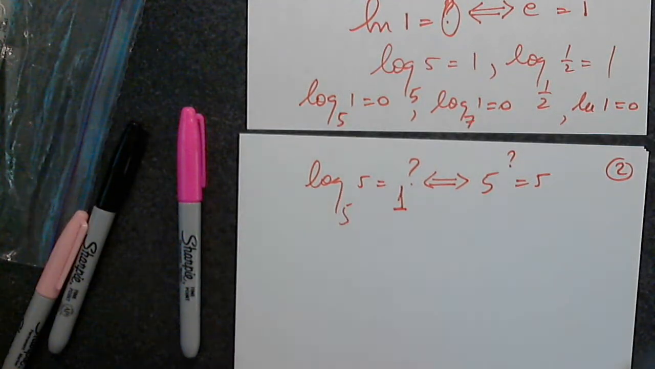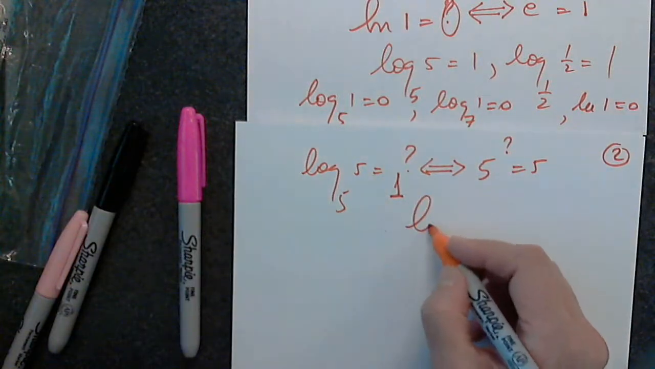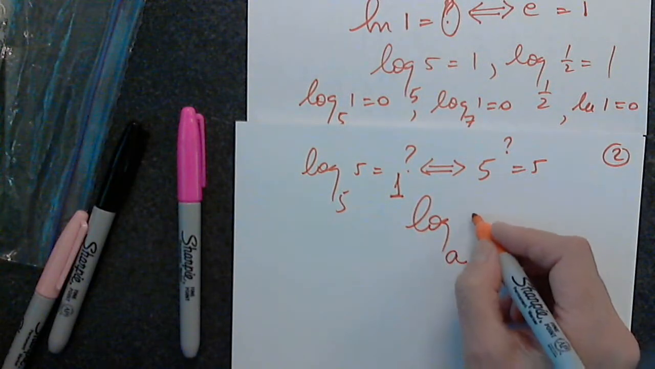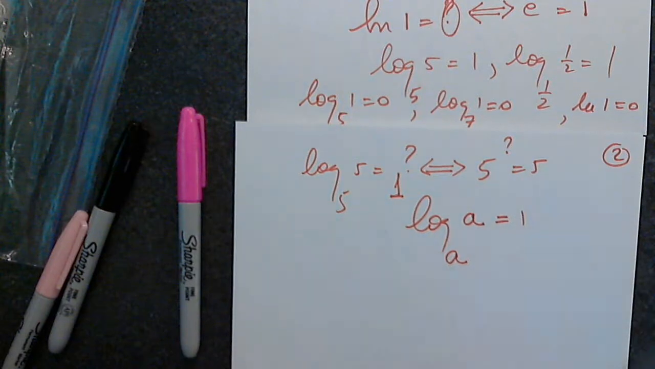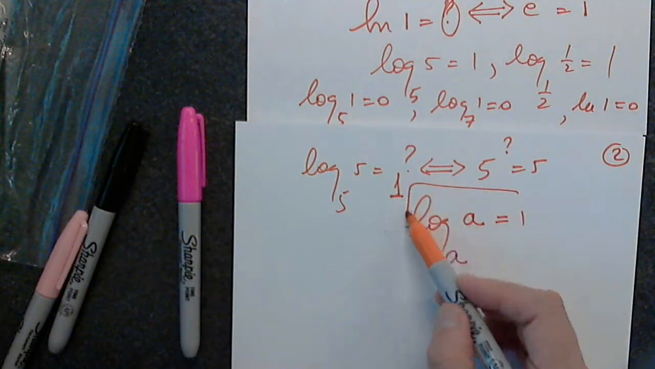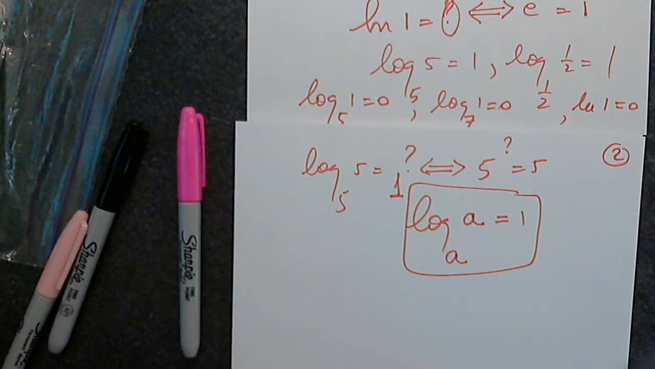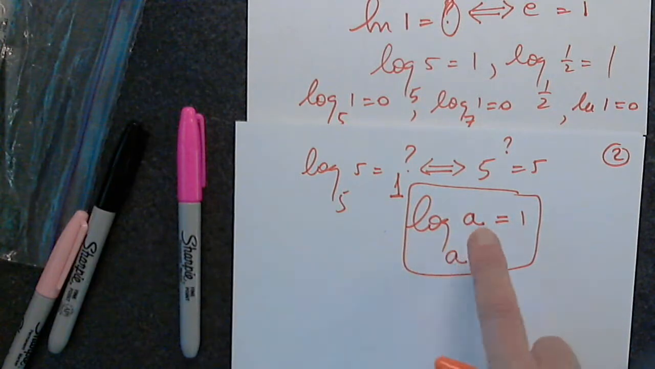So we just studied two different properties. Log in any base of the base is 1. This is the general rule. Log base 5 of 5 is 1. Natural log of e is 1. Log base 1/2 of 1/2 is 1. Log in any base of the base is 1.